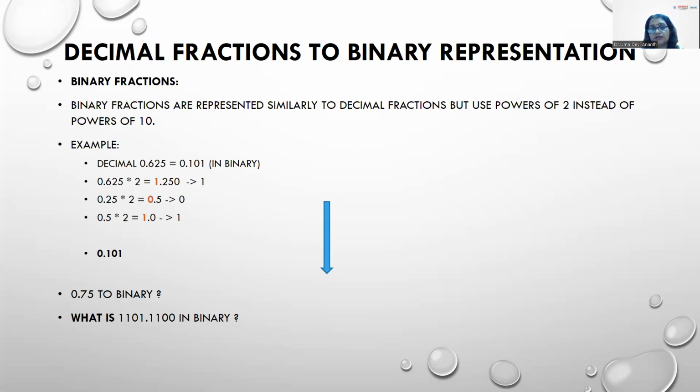For the integer part, what we were doing is dividing by 2. For the decimal part, we have to multiply by 2. Like for example, we are taking 0.625. So 0.625, we start multiplying by 2. And when we multiply, the result we get, we have to write the integer part only.